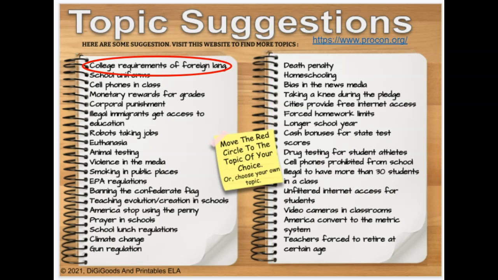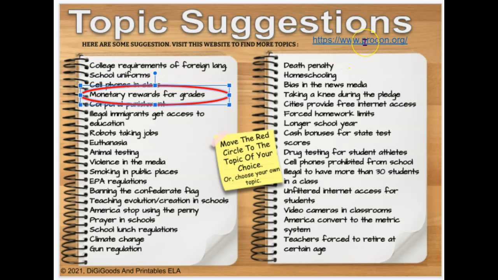Go ahead and scroll to the next slide. Here is a list of topic suggestions. These are popular controversial topics. You could choose one of these topics, or you might have a different topic in mind. As long as your teacher approves, you should be good to go. You can move the red circle to indicate which topic you've chosen, kind of like this.